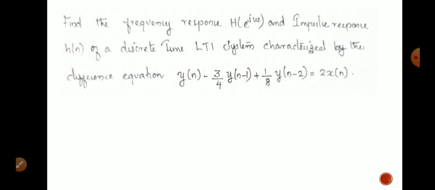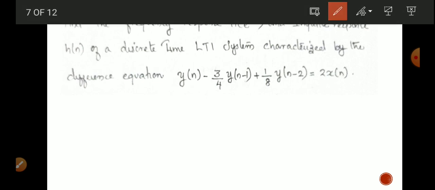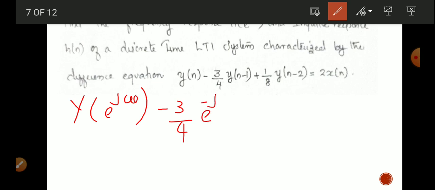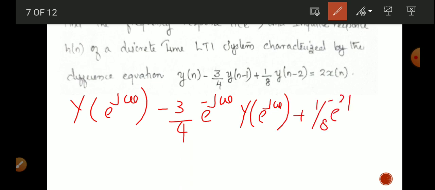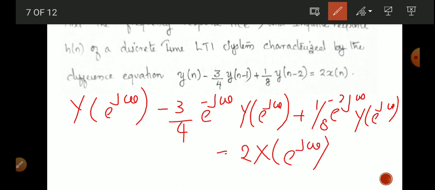So, on taking the discrete time Fourier transform on both sides of the equation, we can write the discrete time Fourier transform of y of n as Y of e raised to j omega, minus 3 by 4 into y of n minus 1, which we can write as e raised to minus j omega into Y of e raised to j omega, plus 1 by 8 into e raised to minus 2j omega into Y of e raised to j omega, equal to 2X of e raised to j omega. This is the Fourier transform of the given difference equation.